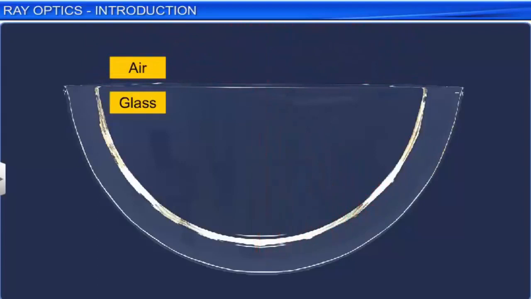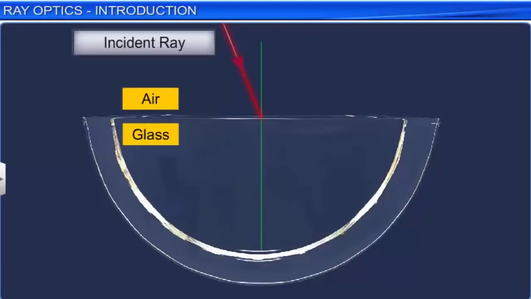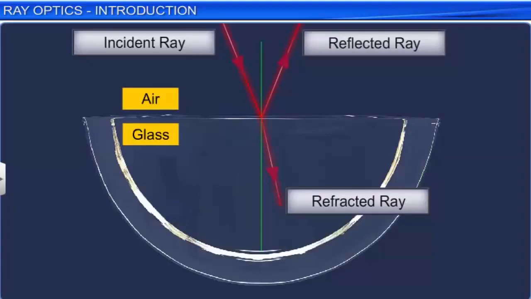The light ray that falls on the interface of the two media is called an incident ray. The light ray that is transmitted through the second medium is called a refracted ray. The light ray that bounces back to the first medium is called a reflected ray. The angle between the incident ray and the normal is called angle of incidence, I. The angle between the reflected ray and the normal is called angle of reflection, theta. The angle between the refracted ray and the normal is called angle of refraction, r.